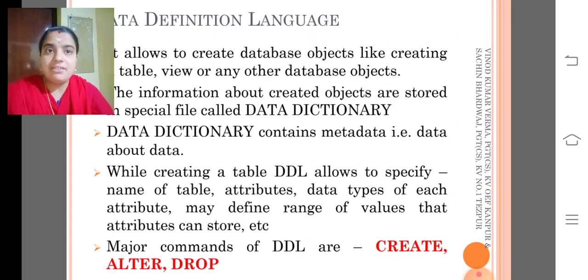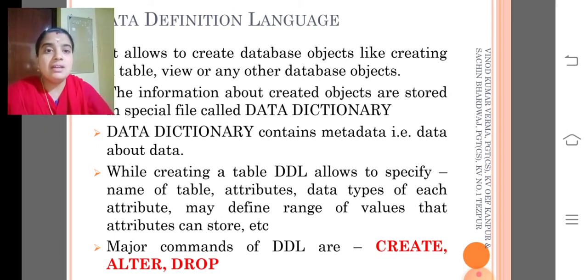DDL, Data Definition Language. It allows us to create database objects like creating a table, view or a database or other database objects. The information about created objects is stored in a special file called a data dictionary. A data dictionary contains metadata. Metadata means data about data. While creating a table, DDL allows us to define the name of the table, columns, data type of the column, range of the column, that is the size of the column, or what type of values it can store.